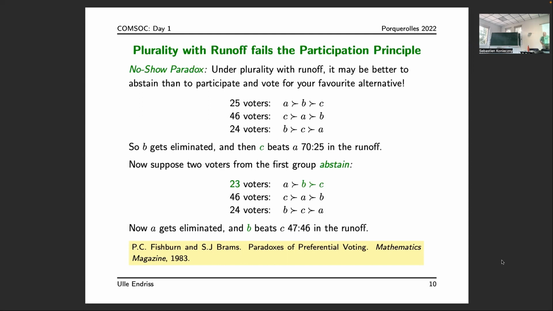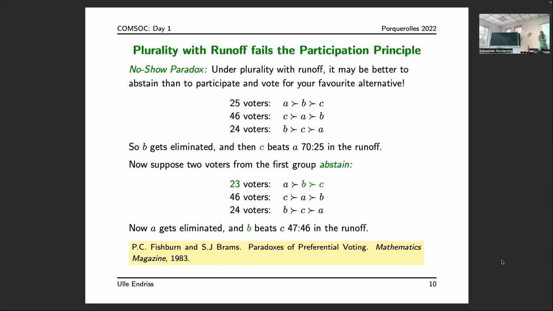In the first round, C and B are making the runoff. So these 23 people can't get A. So in the second round, they have to choose between B and C. They like B more. So in the second round, we get 24 plus 23 is 47, which is 1 more than 46. So, nicely designed example, just about B wins in the second round. So now in the new election, with 2 fewer voters, instead of C winning, we now have B winning, which those people who stayed at home prefer.